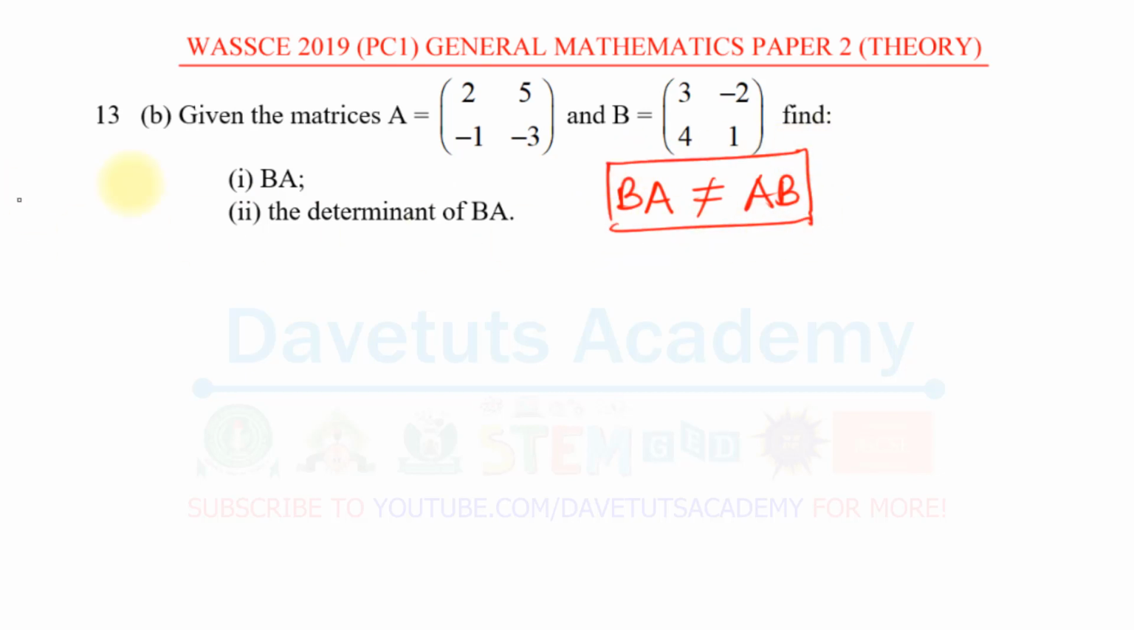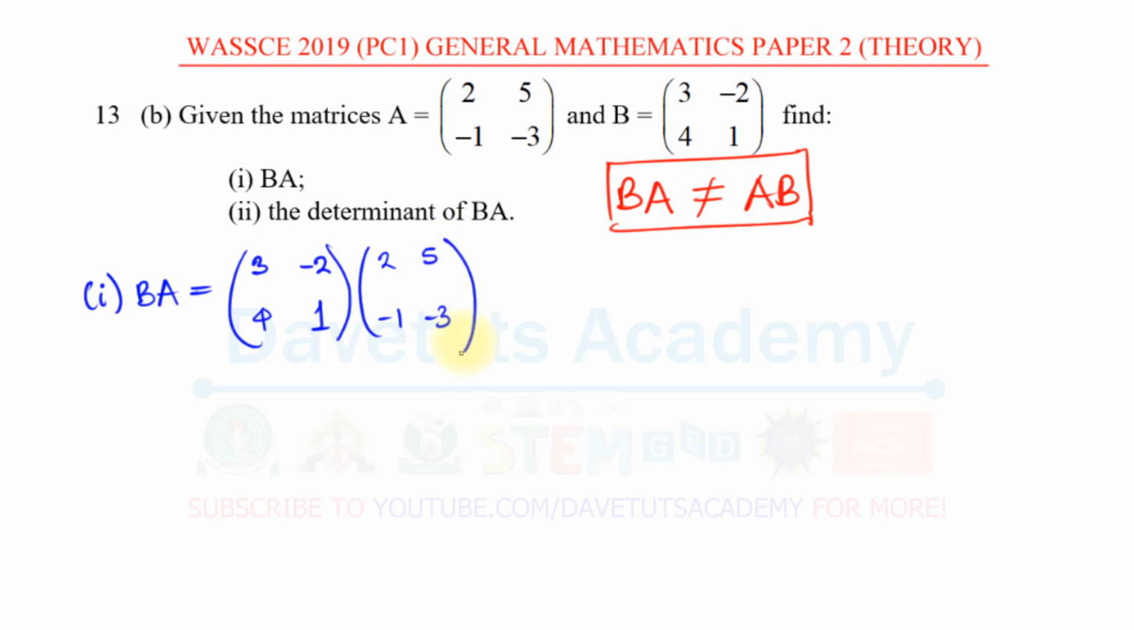So let's go ahead and find the solution to what we are asked here. In the first instance, we are asked to find BA. BA is going to be the product of 3, minus 2, 4, 1, and 2, 5, minus 1, minus 3. So how do we evaluate this product?